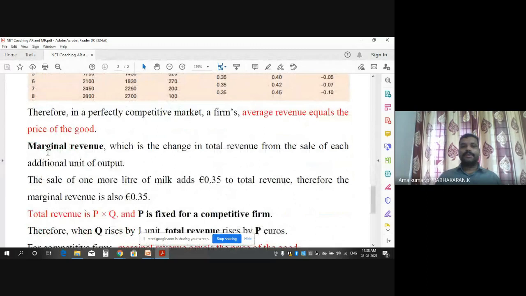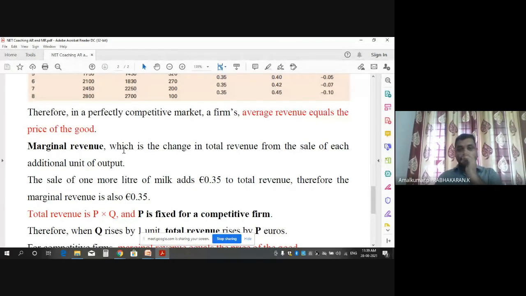Therefore, in a perfectly competitive market, a firm's average revenue equals the price of the good. The marginal revenue is the change in the total revenue from the sale of each additional unit of output. The sale of one more liter of milk adds 0.35 to the total revenue. Therefore, the marginal revenue is also 0.35 euro.